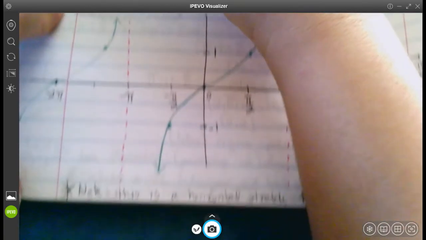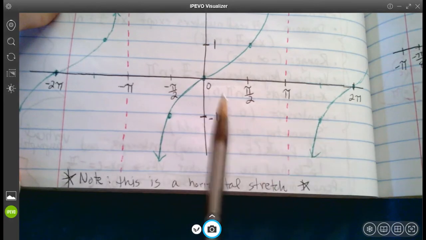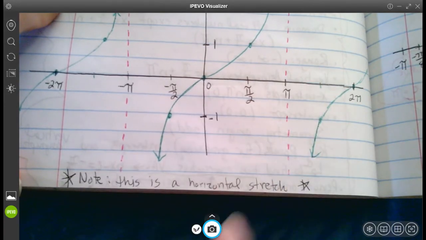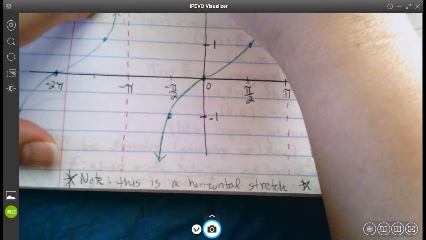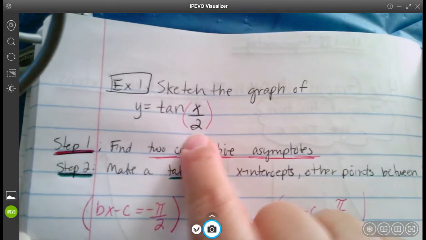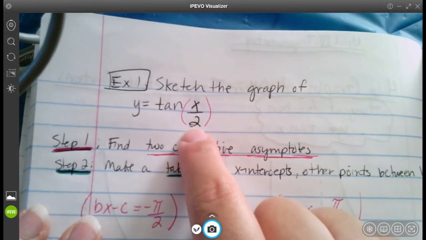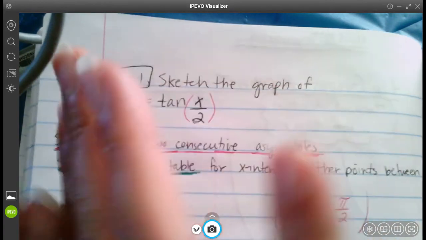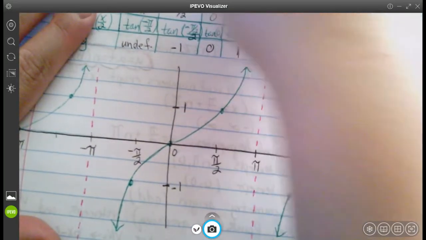I did have one note right here that says note that this is a horizontal stretch. If you compare it to the original, you're going to see that it's pulled apart horizontally. And that does make sense because remember that when it comes to transformations that are inside the parentheses, it's always kind of opposite of what you think. So instead of it being division, we actually multiplied it to make it wider. Okay, and that is it for this example.